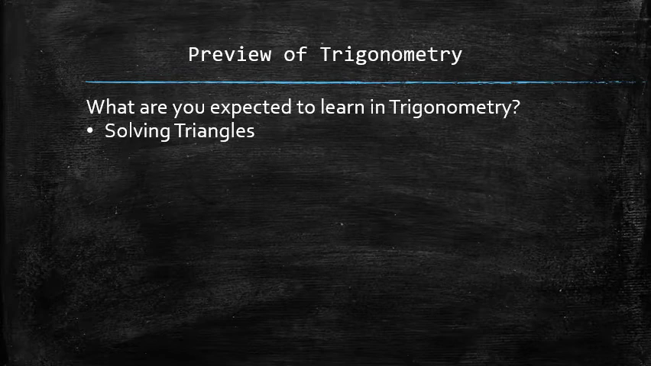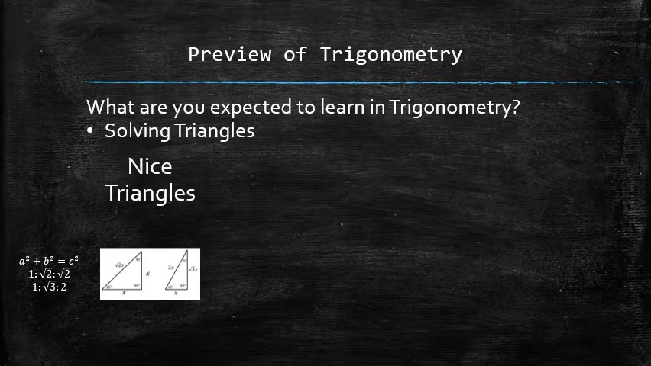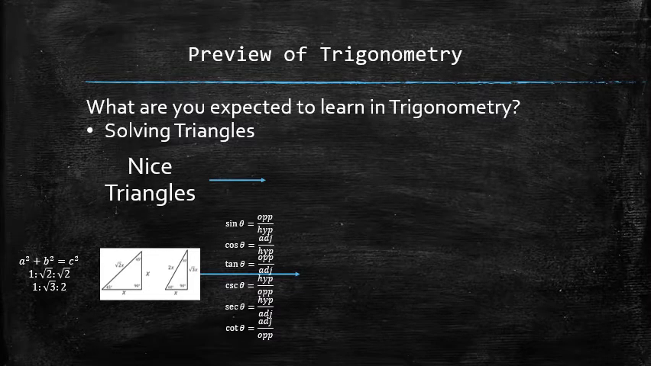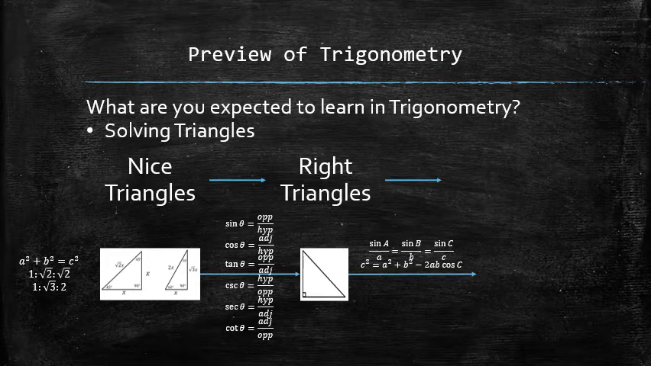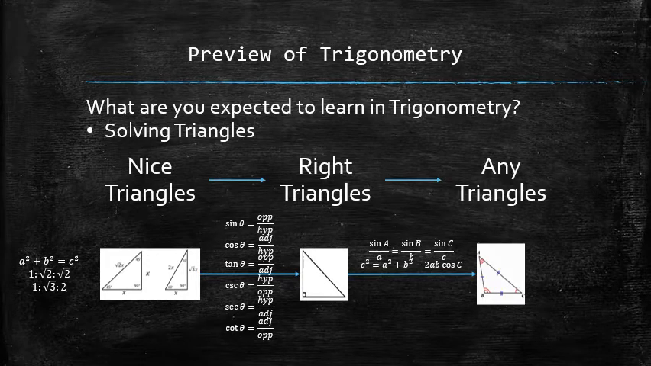When it comes to solving triangles, we didn't learn everything overnight. There are 3 stages of learning how to solve triangles. First, we learn how to use the Pythagorean theorem and well-known ratios between the sides to solve nice triangles. Next, we learn how to use the definitions of the 6 trigonometric ratios to solve right triangles. And finally, we'll learn how to use the laws of sine and cosine to solve any triangles.